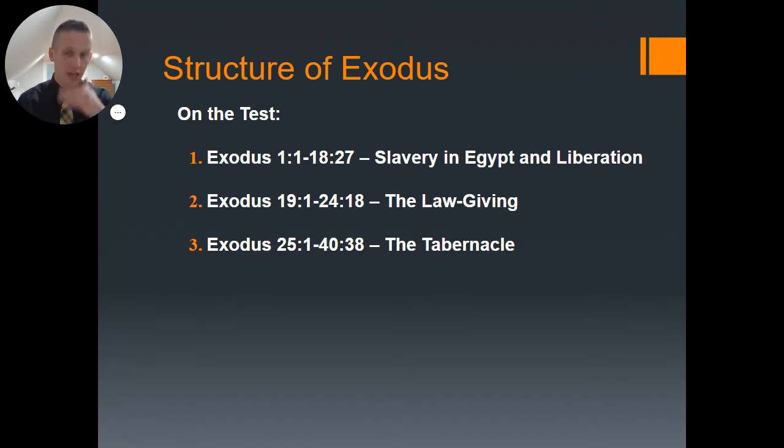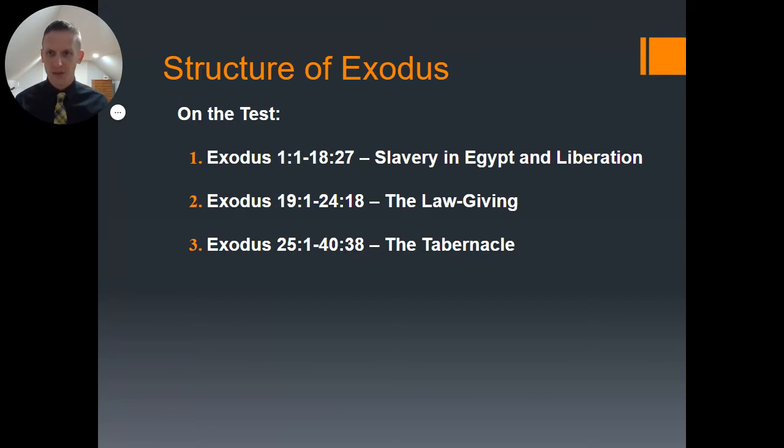So let's jump right in. First thing is we want to look at the structure of Exodus. Remember, we've been learning the structure of the various books that we've been studying. That structure helps us piece the story together. It helps us navigate our Bibles, and helps us get a bigger sense of where the story is going. So we're going to see in a minute that Exodus 1 is going to pick up right where Genesis left off.